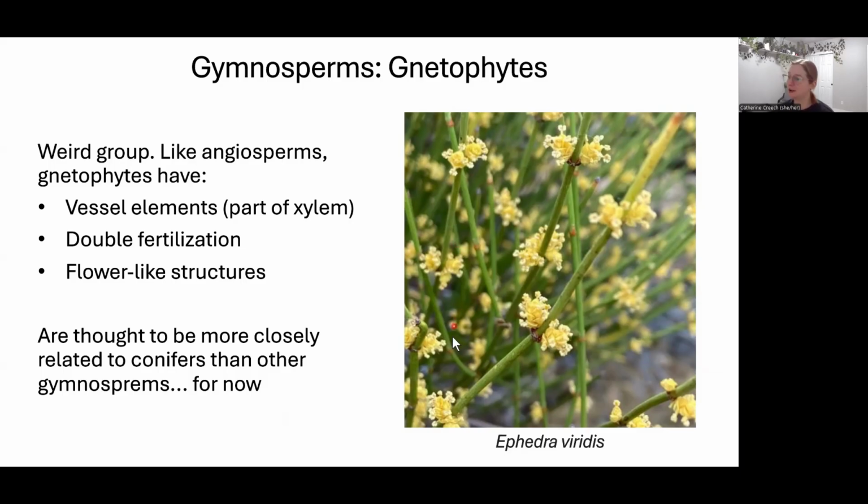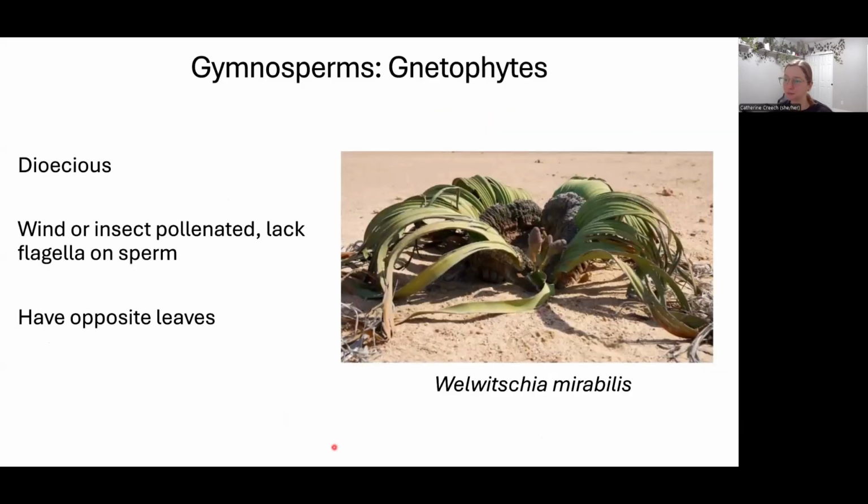Here is ephedra. It's got these green stems. It looks almost like a grass. These look like flowers, but they're male cones. They're male cones producing sperm. All of our cnidophytes are dioecious, meaning there's males and females. They are wind pollinated or insect pollinated, but they don't have flagella.